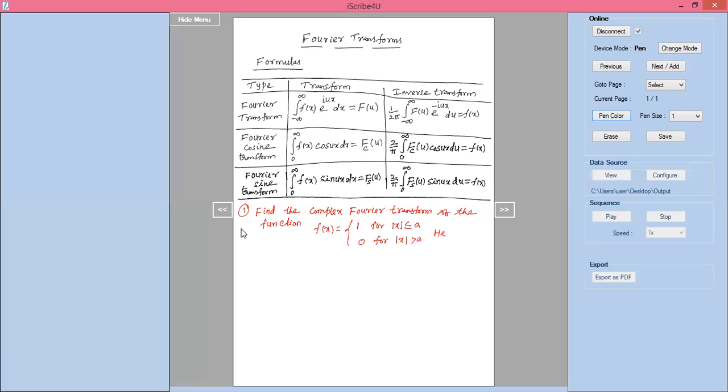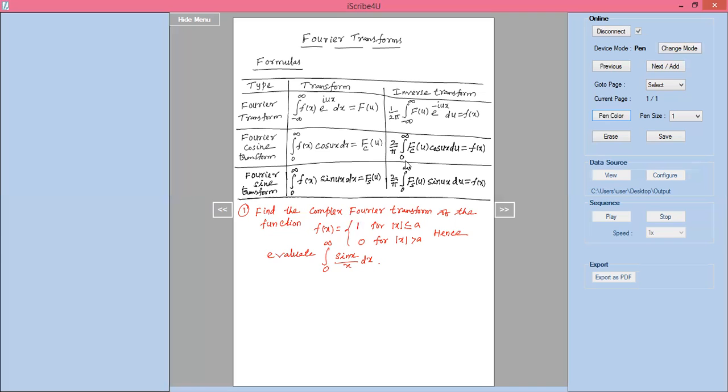hence evaluate integration of 0 to infinity sin x by x into dx. This is the question. Find the complex Fourier transform of the function f of x equal to 1 for modulus of x less than or equal to a, 0 for modulus of x greater than a, hence evaluate 0 to infinity sin x by x into dx.